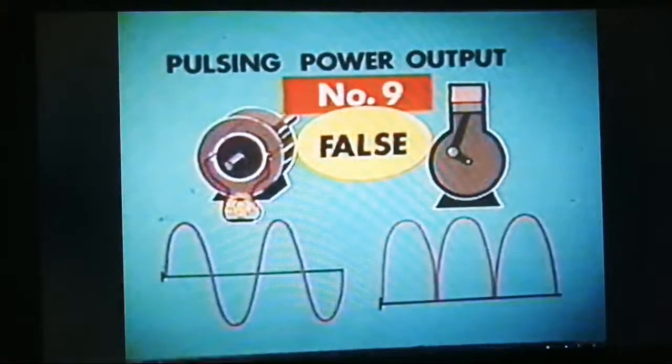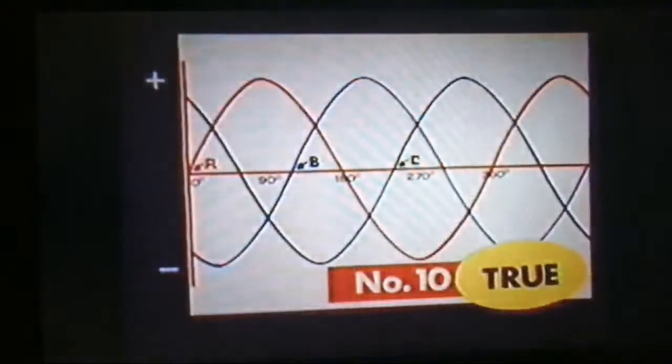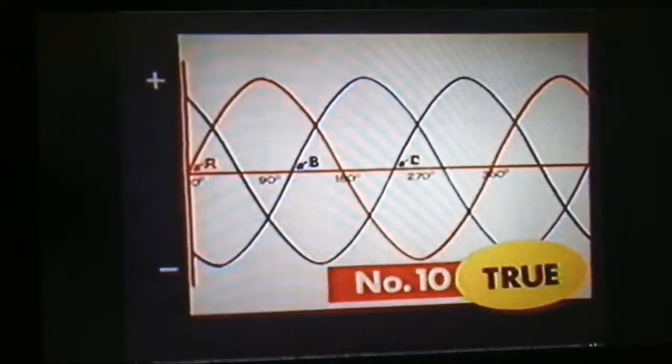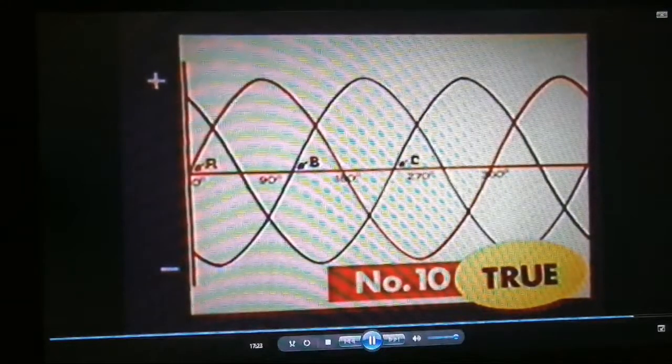Pulsing power can be a major problem on electrical systems as well as gasoline engines. Therefore, number 9 is false. Number 10, however, is true. If one phase is at its 0 point, the other two must be of equal and opposite values, or the total would not be 0.